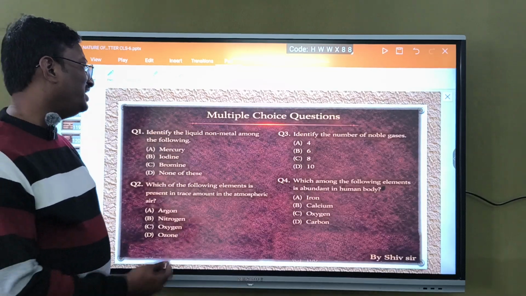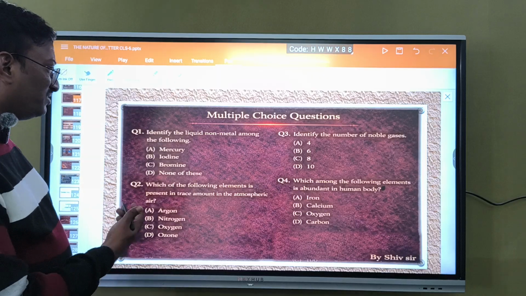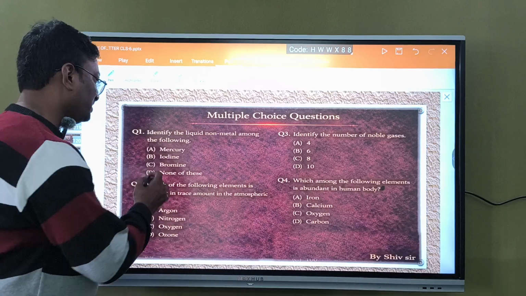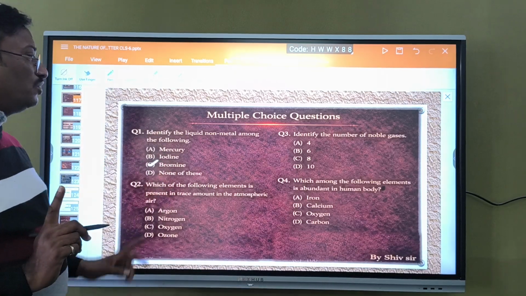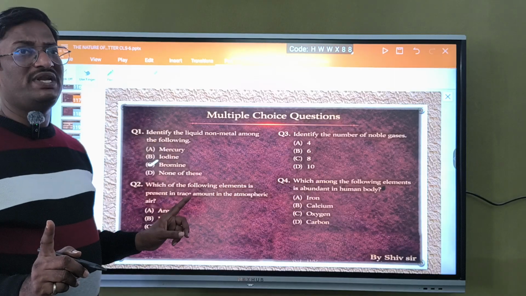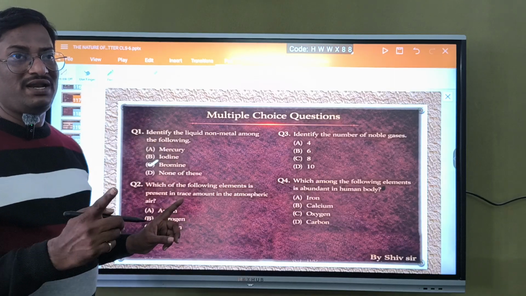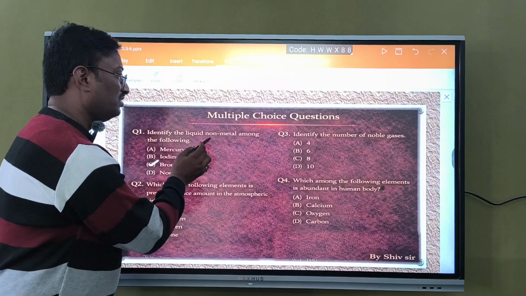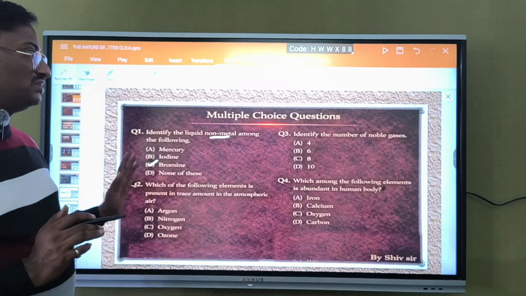Next we go for: identify the liquid non-metal among the following. The liquid metal is mercury here. The liquid non-metal is bromine. Remember children, don't get confused. Bromine is also in liquid state, and mercury will also be in liquid state. Mercury is a metal. Bromine is a non-metal. Observe what they have asked and try to answer.